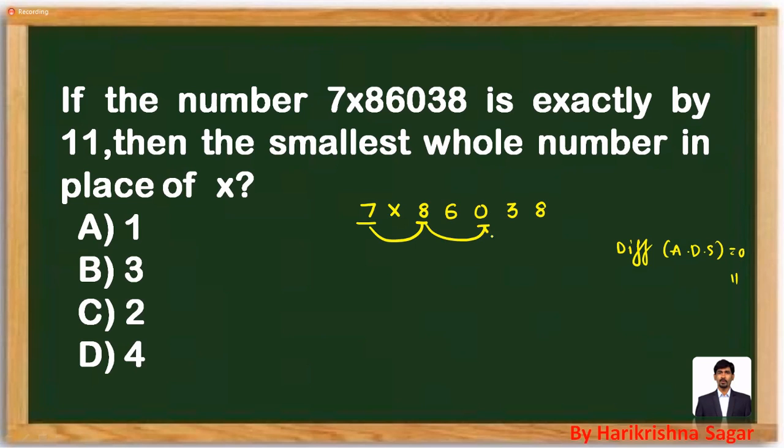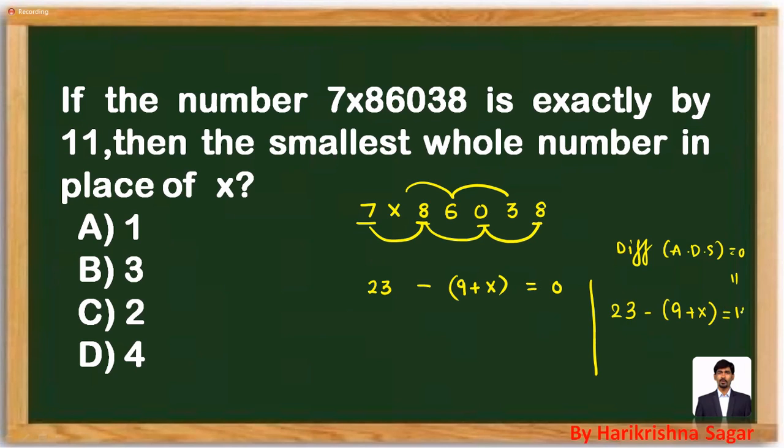So let me look at the difference of these alternate digits. 7 plus 8, what is 7 plus 8? It is going to be 15. So 15 plus 0, that is 15. 15 plus 8 gives a result equal to 23. So this is one set. The other set, if you observe, is x plus 6 plus 3, that is nothing but 9 plus x. So the difference of these alternate digits must be equal to 0, or otherwise the difference must be equal to 11, any one of these two.